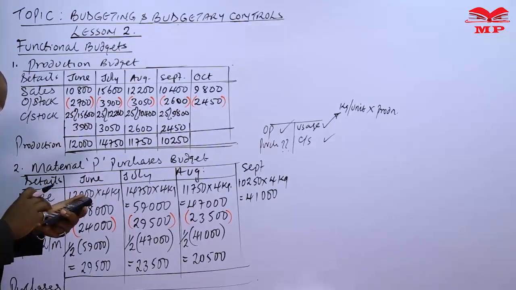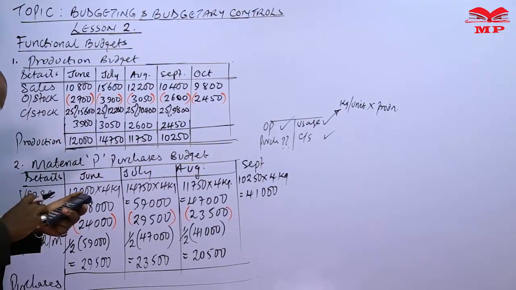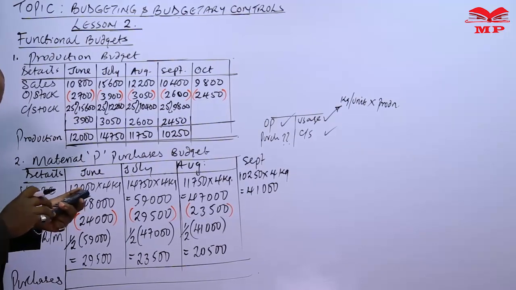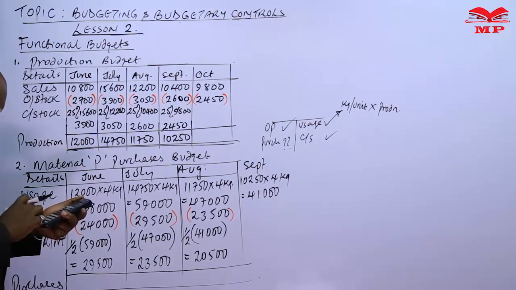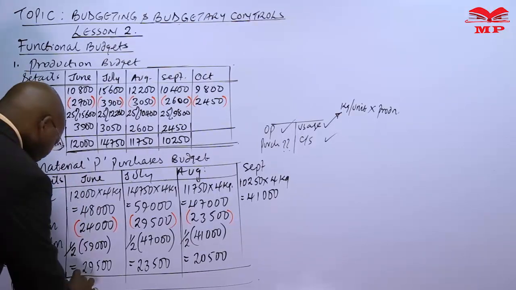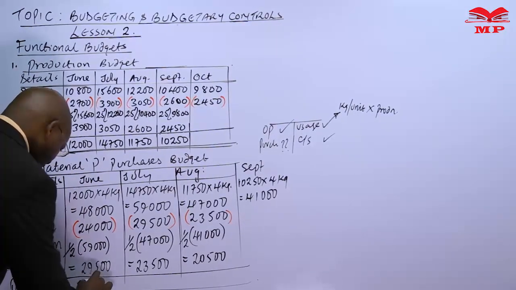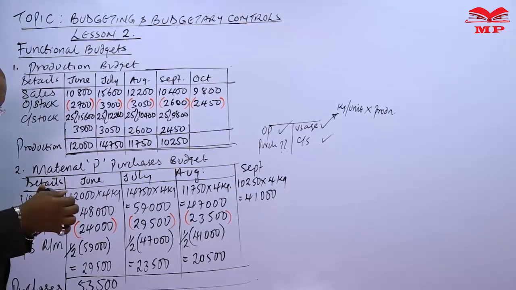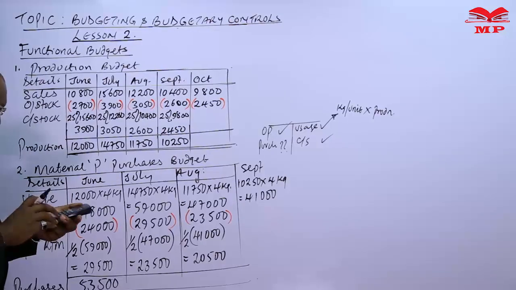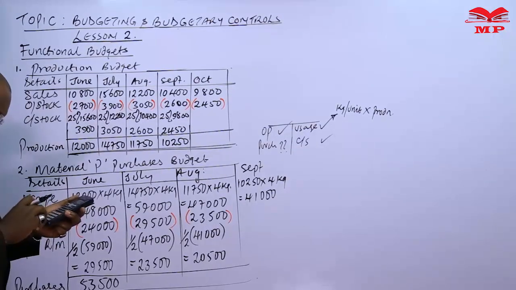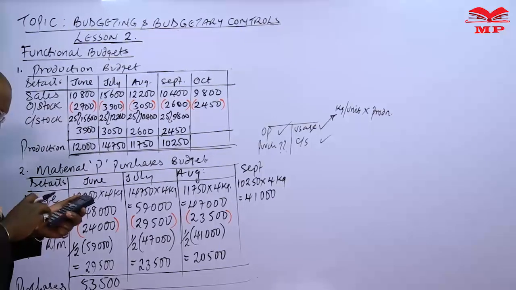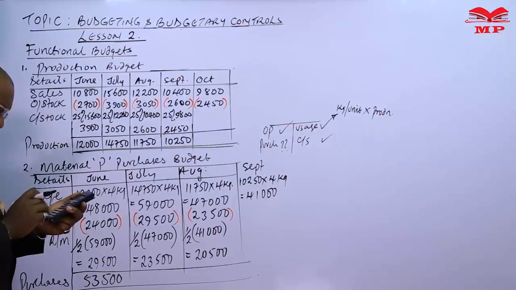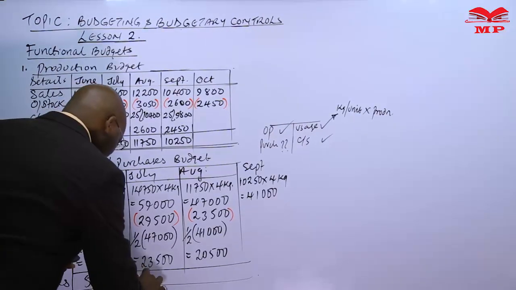We have 48,000 minus 24,000 plus 29,500. This will give us 53,500. Then we have the next month, 59,000. We subtract 29,500. We add 23,500. This is 53,000.